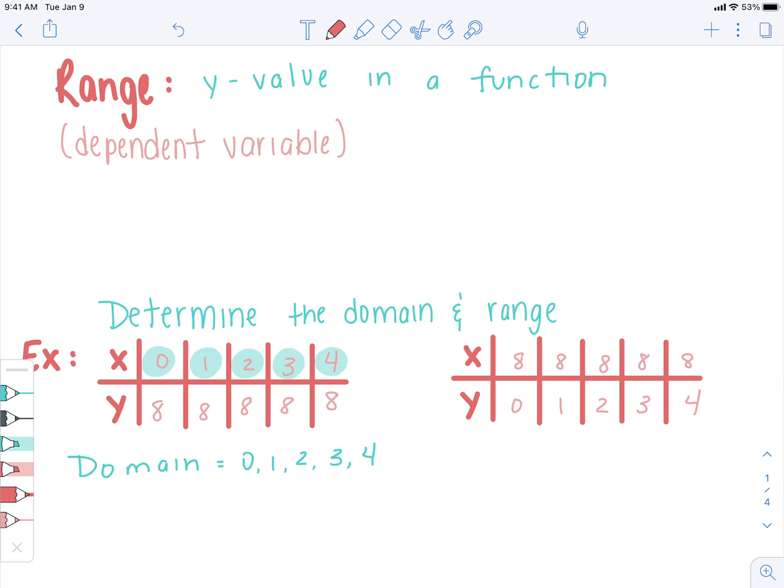If I want to write my range, then I'm just going to list my y values. And when I look here, I notice that all my y values are 8. So I don't have to list 8 five times. I can just write that my range is 8. So if a number repeats, I don't have to write it multiple times.